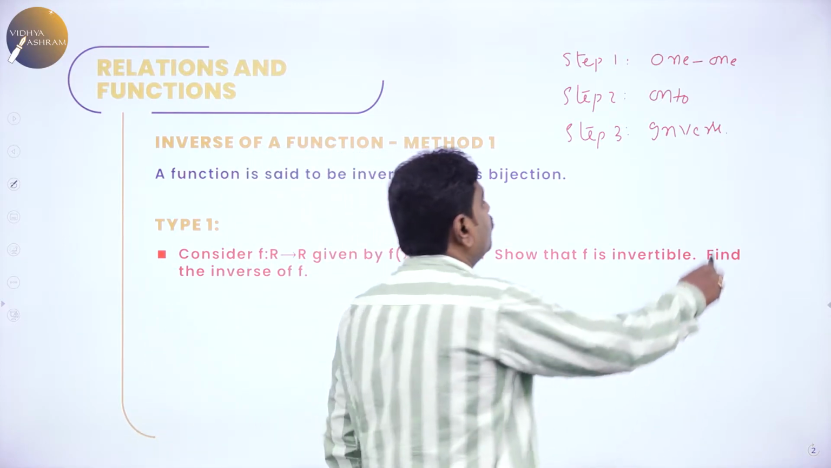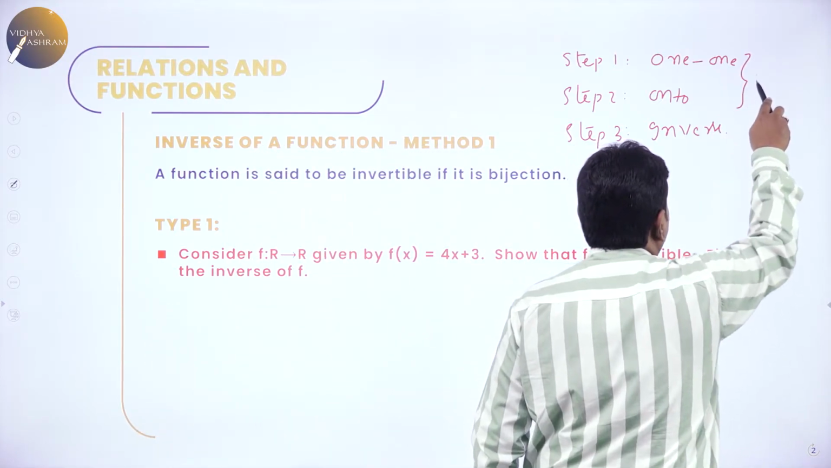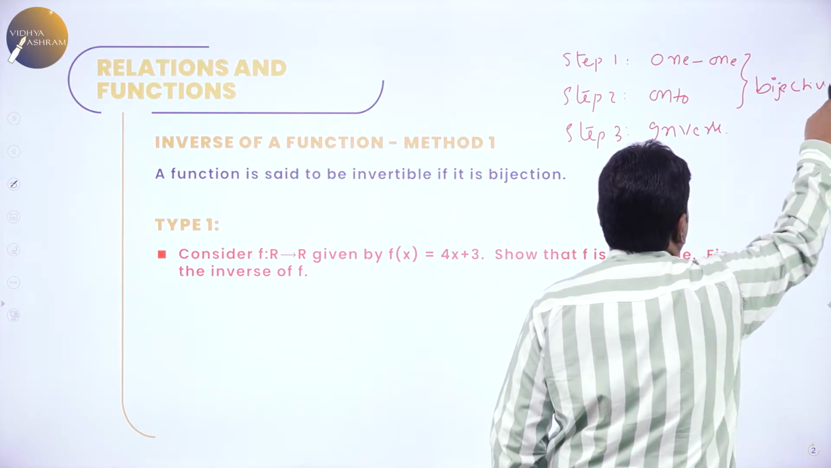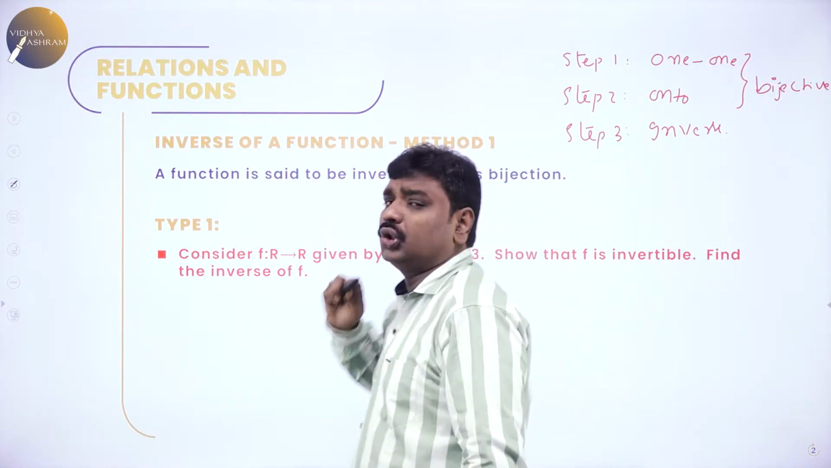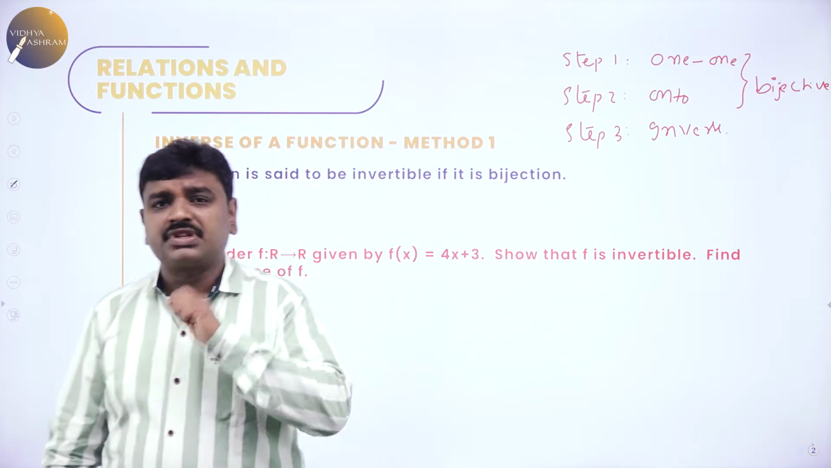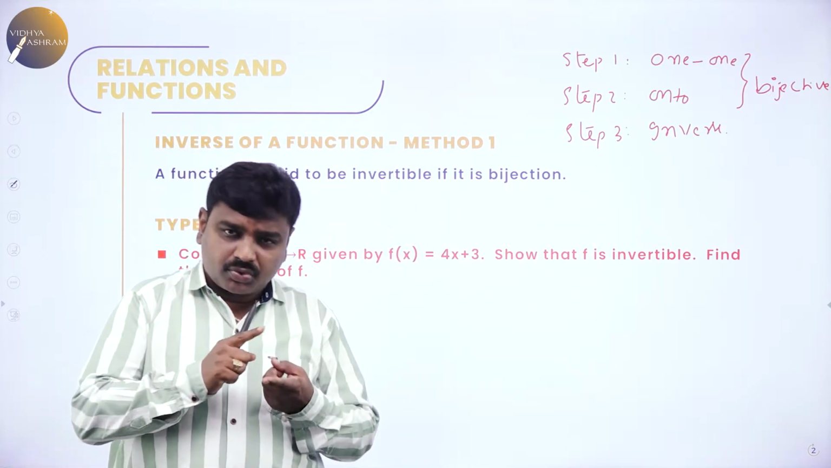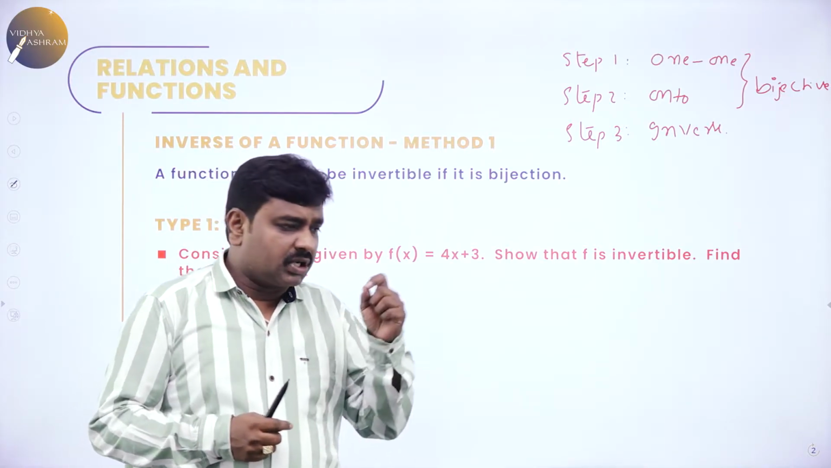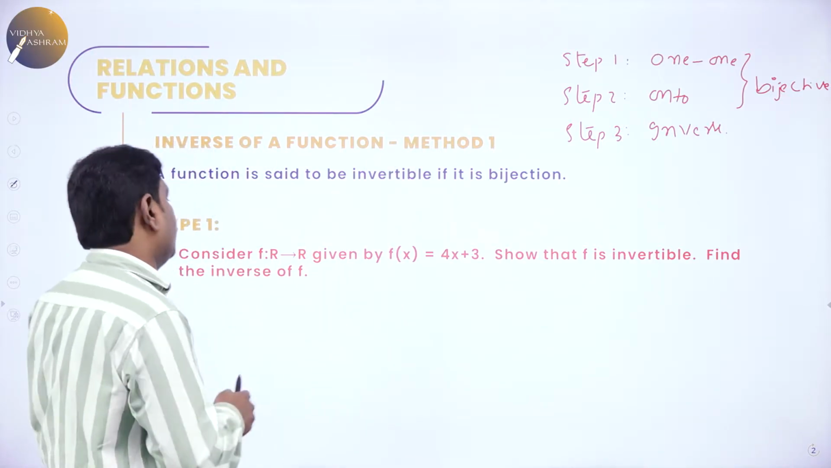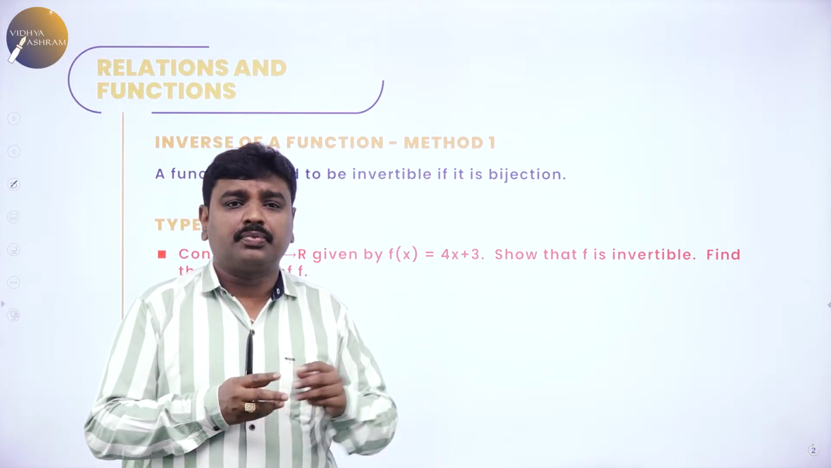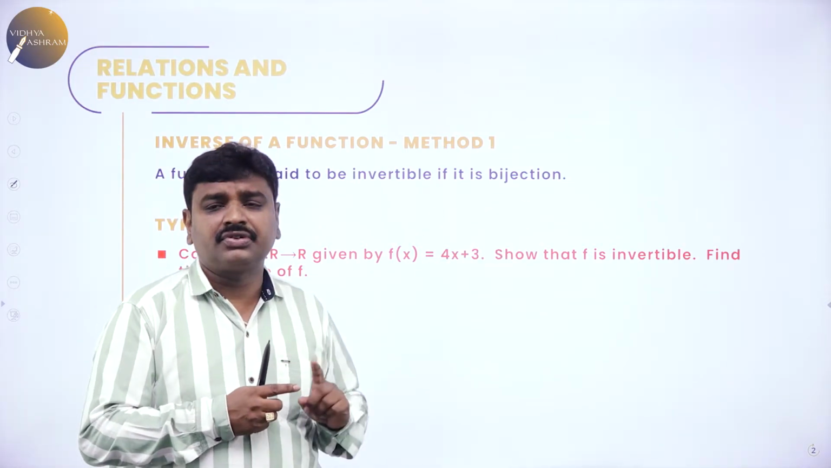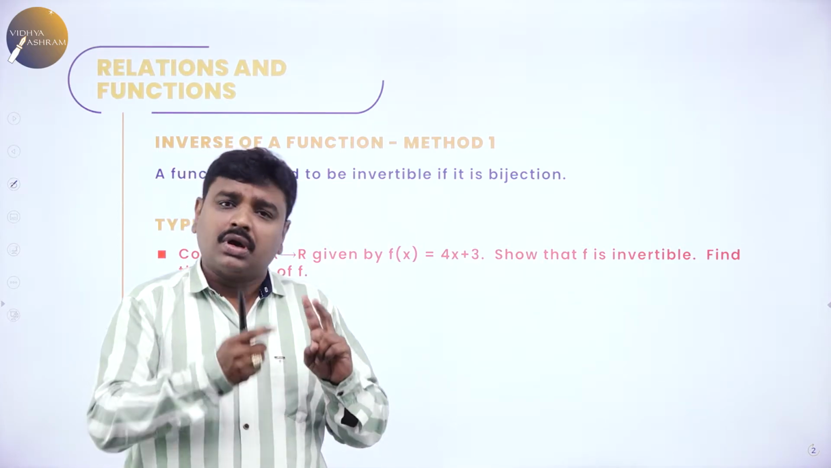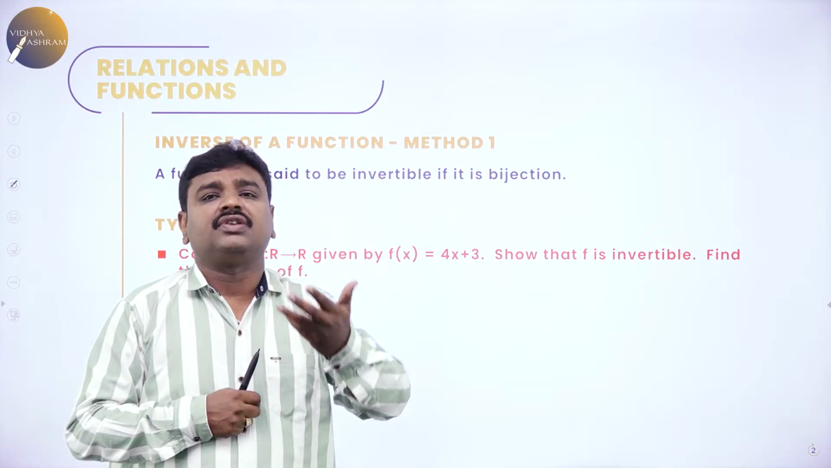All of you know, if it is both one-one and onto, we call it bijective. A bijective function means a function which is both one-one and onto. Now I taught you the steps involved: first prove one-one, then prove onto, then find the inverse. Step 1 is to prove one-one, step 2 onto, step 3 find the inverse.